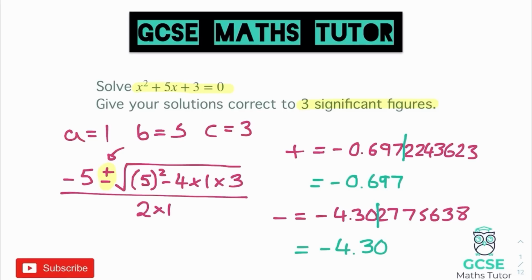So there we go, there's our two solutions, negative 0.697 and negative 4.30, and they are our two solutions there where this quadratic would cross through the x-axis. Okay, but in terms of this, they are our solutions to this quadratic equation.